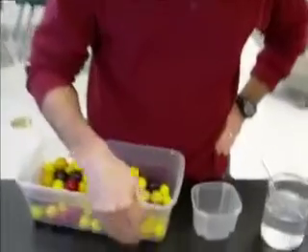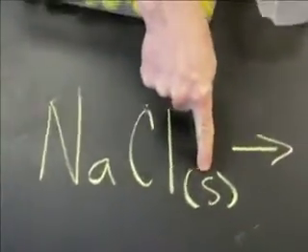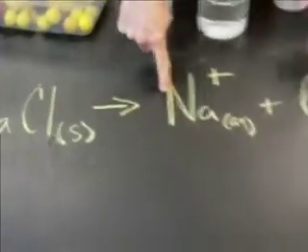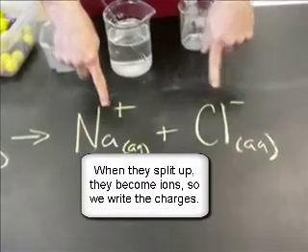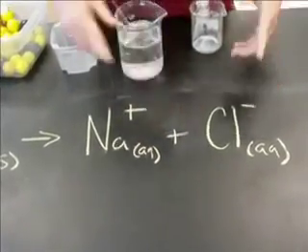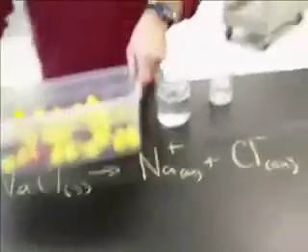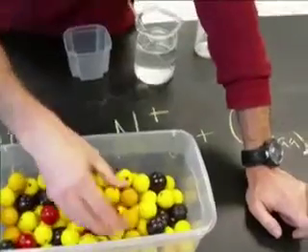Another way we can do this is illustrate it with a chemical equation. If we look down here at the table, I have salt, sodium chloride, solid. When I drop it into water, it turns into sodium ions and chloride ions. Notice instead of saying NaCl aqueous, I write Na positive aqueous and Cl negative aqueous, because it's more accurate to say that they are apart. The black is no longer connected to the red, but connected to the yellow.